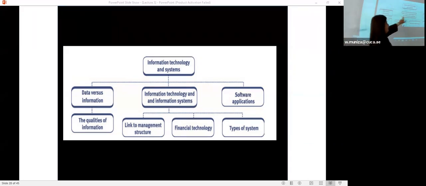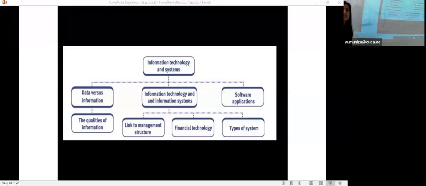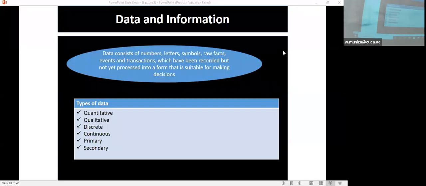We are going to discuss the definition of IT and information systems, and which kind of information systems are being used in the organization, types of these systems. We are going to discuss the matters related to financial technology and its link to the management structure, how the management of the organization will be taking advantage of IT and IS. We are going to discuss software applications like databases and accounting packages in the organization. So this is what we are going to discuss in this chapter.